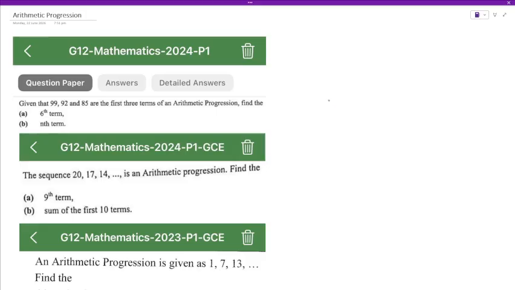Point blank, what is the formula for what? I'll tell you. What's the formula for what? I'll tell you all those. So I know it is possible for you to know these formulas. So under arithmetic progression, these are the formulas we're going to be dealing with.